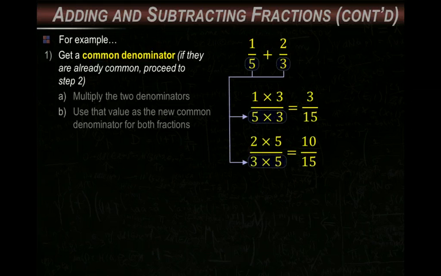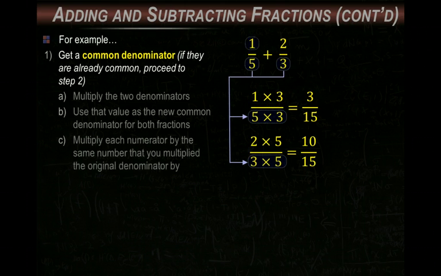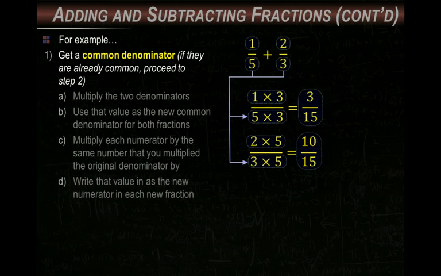Once I've multiplied 5 and 3 to get 15, I've got to come up with new numerators. So I multiplied 5 times 3, I'll multiply 1 times 3. And I multiplied 3 times 5, so I'm going to multiply 2 times 5. So my new fractions are going to be 3 over 15 and 10 over 15. They will replace those two fractions. But that'll get me to the common denominator phase. So now I'm there, multiplied. I can rewrite those as new fractions now.